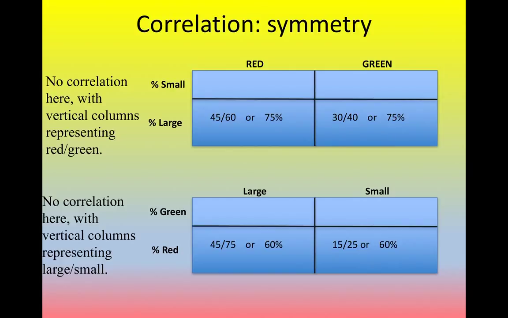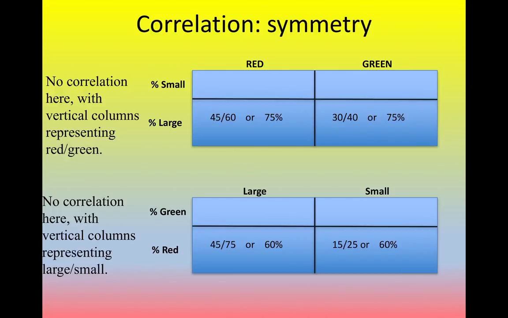One feature of correlation is that it is symmetric. This means, for example, if being red is positively correlated with being large in some population of marbles, then being large will be positively correlated with being red. In the example on this slide, you see that whether we represent the population in terms of size with respect to color, or in terms of color with respect to size, we always end up with the same correlation.